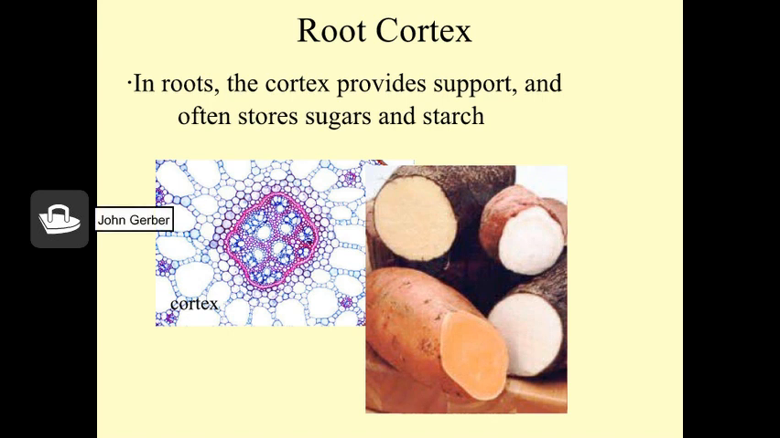The cortex makes up the bulk of the root system, stores sugars and starches and water, and provides support for the plant root system. Here in this picture, you can see the sweet potato on the bottom left and the tropical yam, which is the whiter colored root, on the top right of the picture. They're all part of the root cortex.